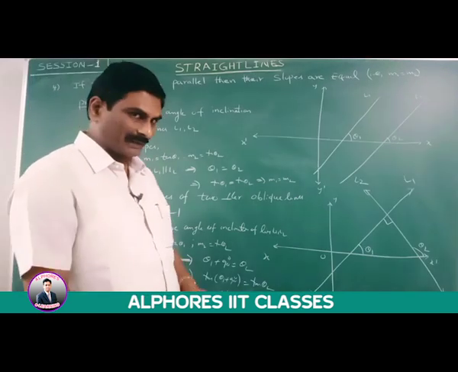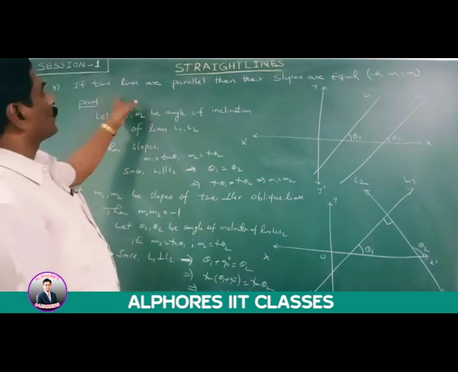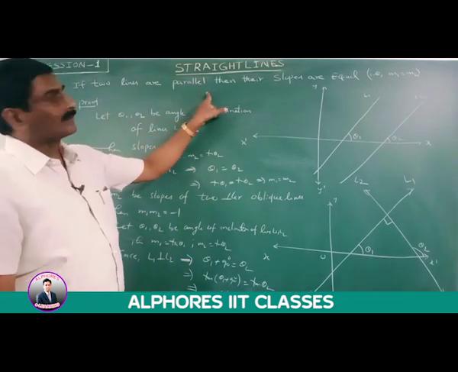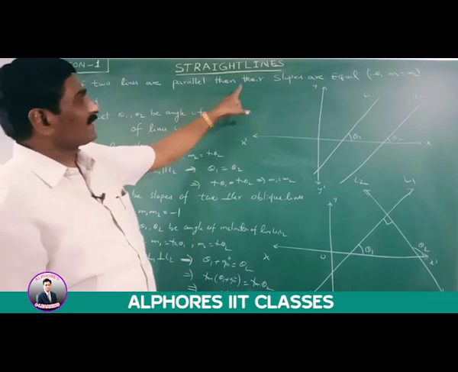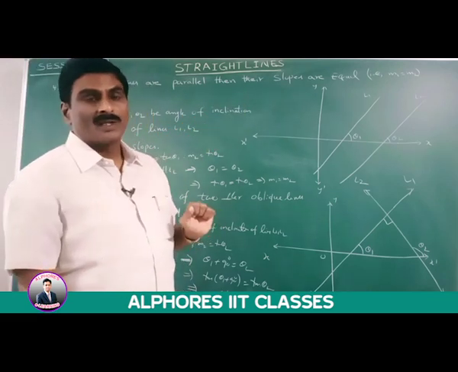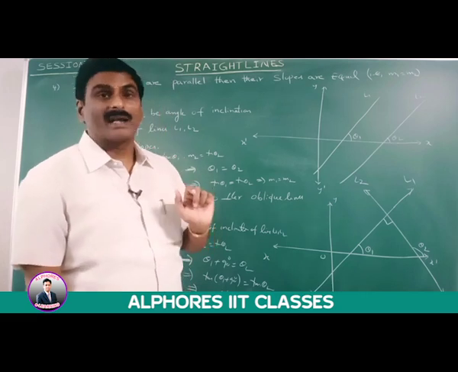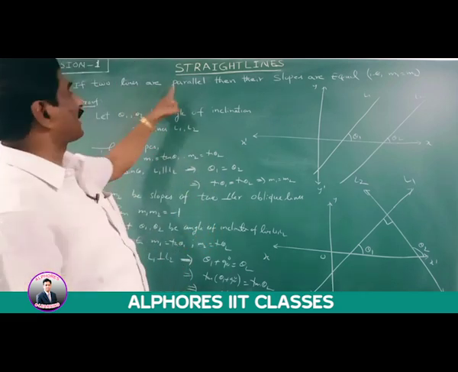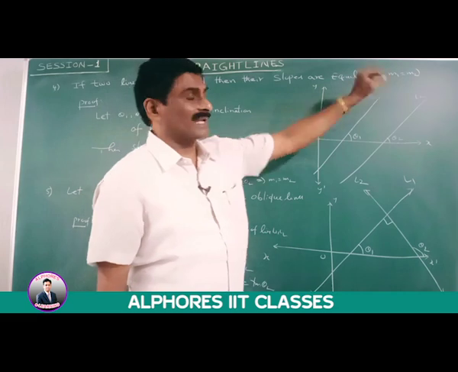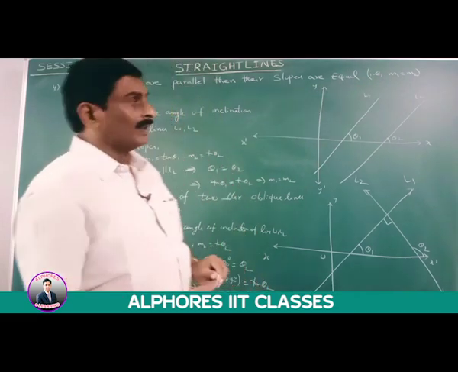Next, fourth point. If two lines are parallel, then their slopes are equal. Suppose m1 is the slope of the first line, m2 is the slope of the second line, then m1 is equal to m2. If two lines are parallel, then their slopes are equal, that is m1 is equal to m2. Proof.